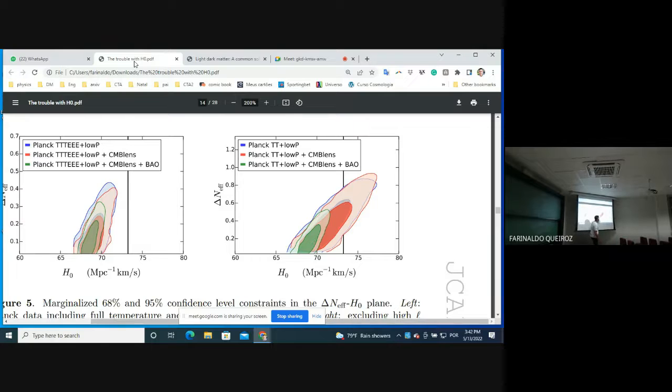changes according to H naught. H naught is the expansion rate of the universe today, how much the universe is expanding today. This is quantified by H naught. So what I'm saying is, if you change the number of relativistic species in the early universe, you change how fast the universe is expanding today. So if you change it in the early universe, you change it today. And that's quite amazing.